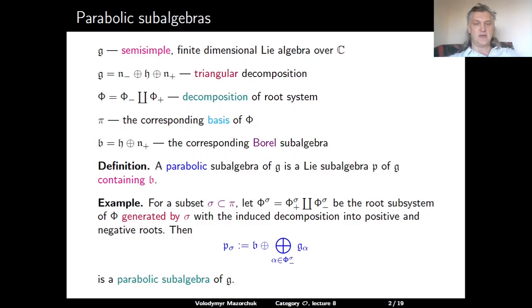Then, associated to this set σ, we have the parabolic subalgebra pσ of g, defined as the sum of the Borel subalgebra b with the direct sum of all negative root subspaces gα, where α runs through the negative part Φσ minus. It is very easy to check that such pσ is a Lie subalgebra of g, and by definition it contains the Borel subalgebra b. So this is a parabolic subalgebra of g containing b.